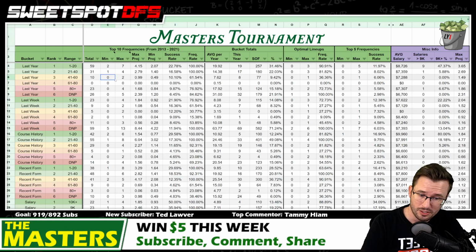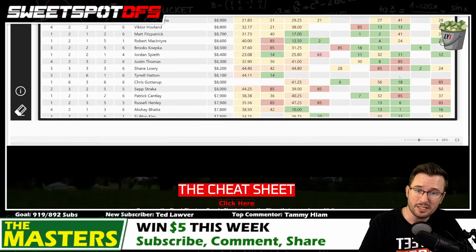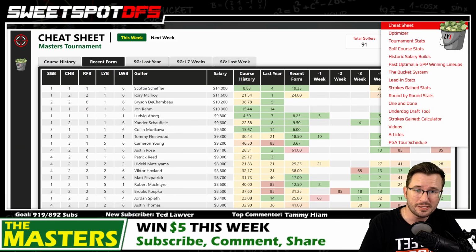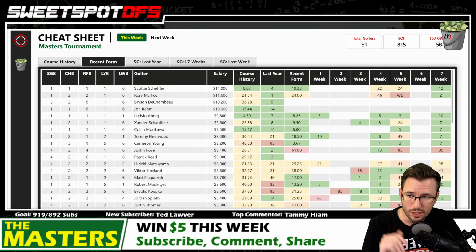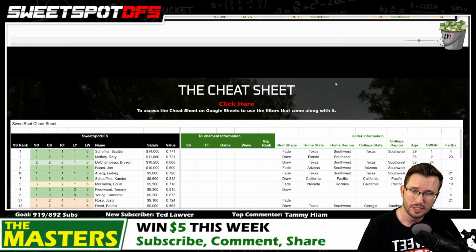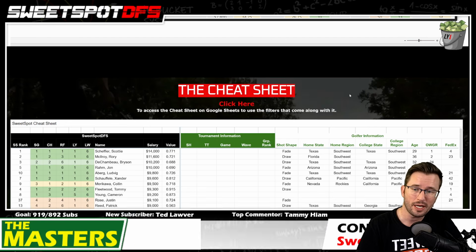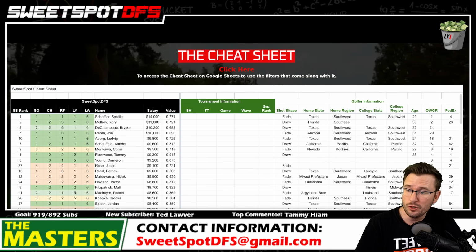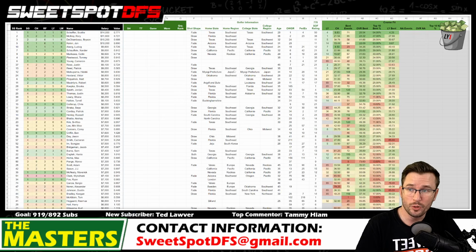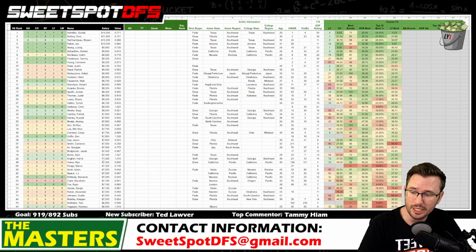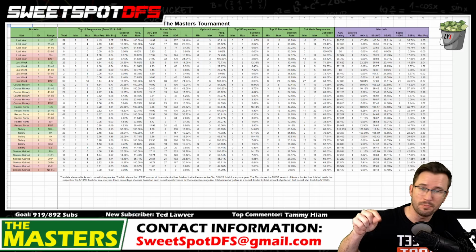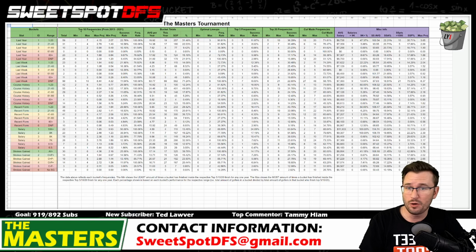And I guess I forgot to mention this, but you guys can follow along. Go to SweetSpotDFS.com. Under Fantasy Tools, go to Cheat Sheet. I already showed you on the screen, but if you scroll down and you find this cheat sheet right here, this is a Google sheet. You can either use what's on the screen, or you can click the click here button, which will open up the actual Google sheet, and you can find the bucket system down below. So you can follow along with me throughout this entire time.